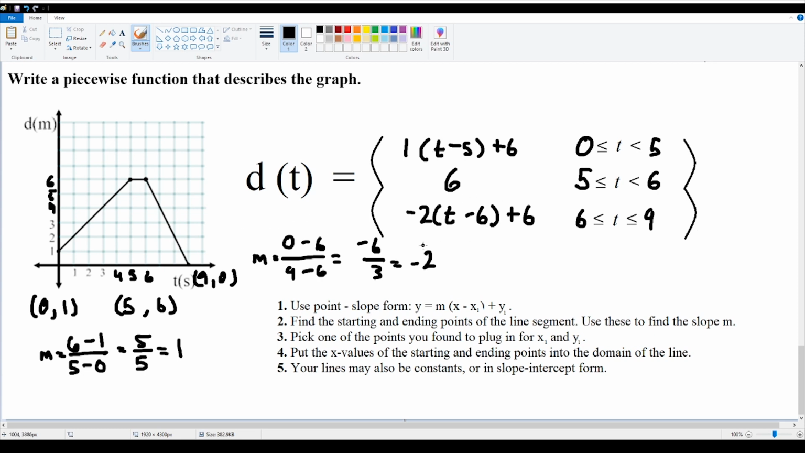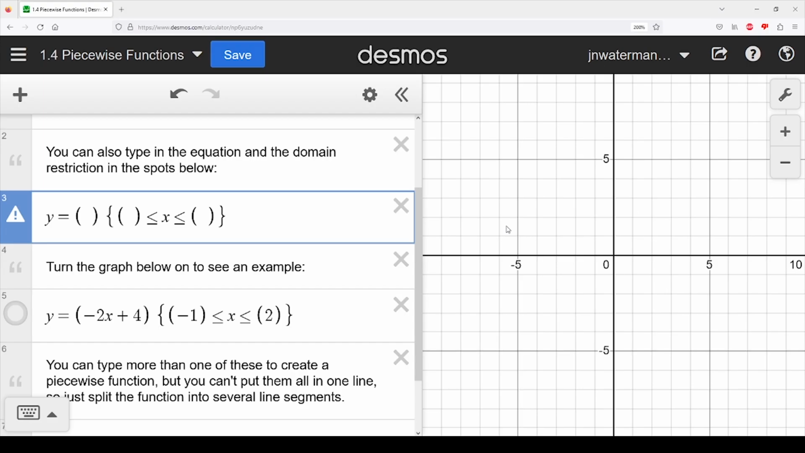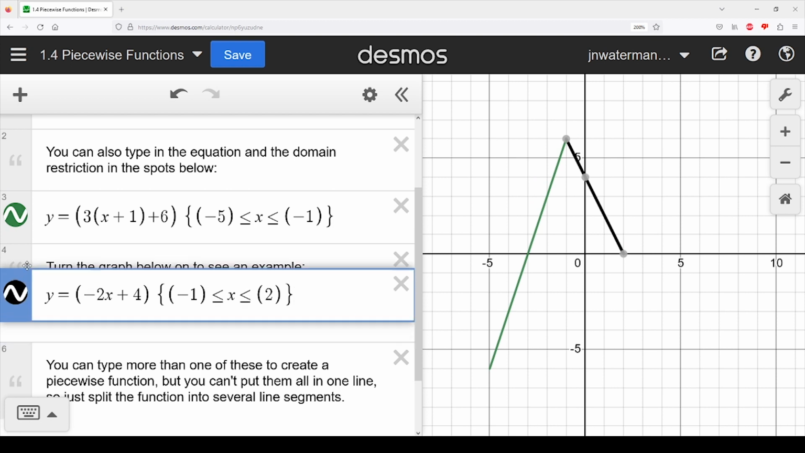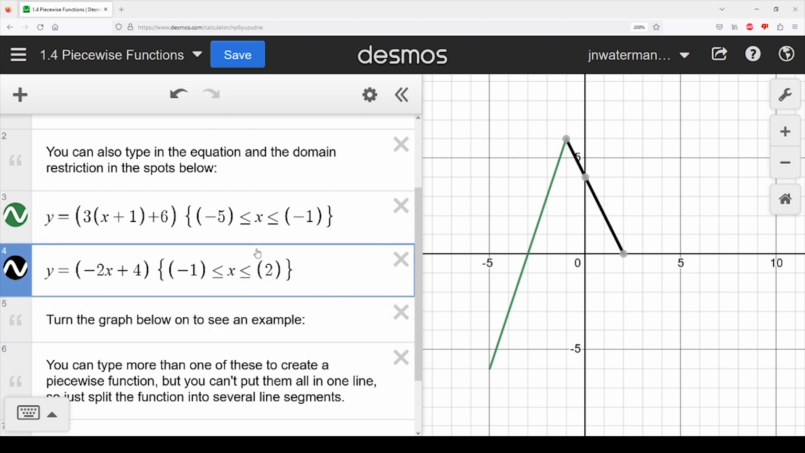Now let's head on over to Desmos and see what we got over there. The Desmos file for 1.4 is set up to just help you create line segments. If you are struggling to get the graphs by hand, you can just type in whatever equation that you have and give it a domain as long as it's in these brackets right here, and you can create a line segment. If you combine multiple of these together, you can create a piecewise function, but you can't technically put it all together in one line, so you kind of have to do a bunch of them separately.